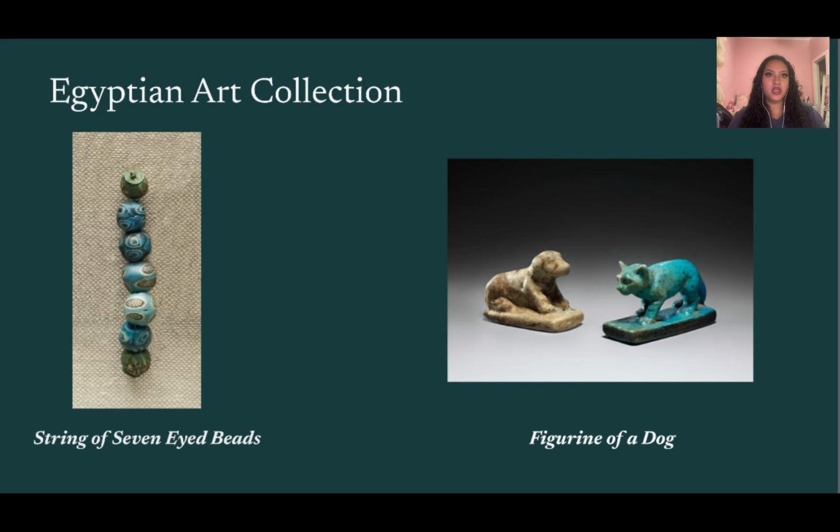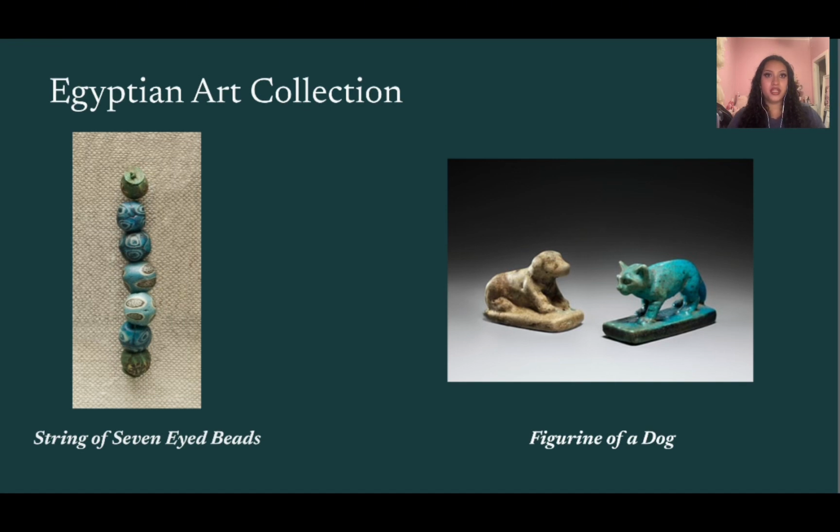The second collection I want to show is the Egyptian art collection. These are two intricate pieces. On the left, we have a string of seven eyed beads, and on the right, we have two figurines of a dog. I picked this collection because I find the colors very fascinating. I really like the earth tones and the pop of color with the turquoise.